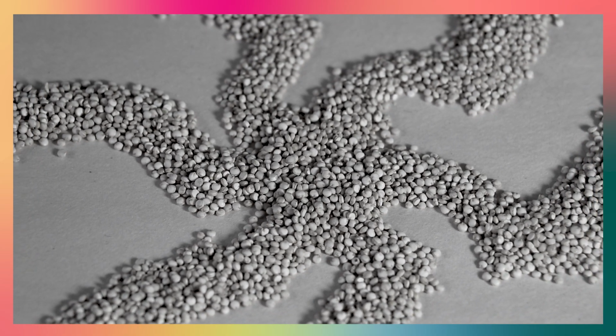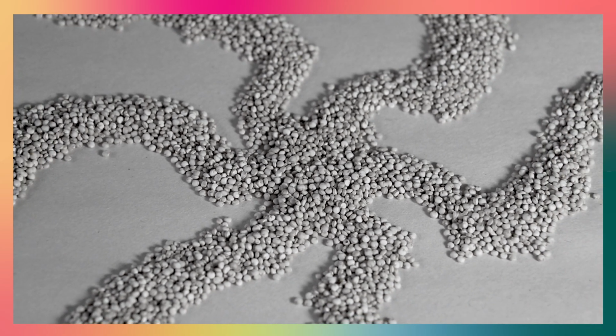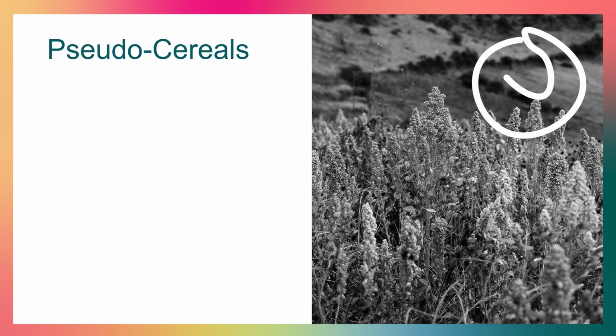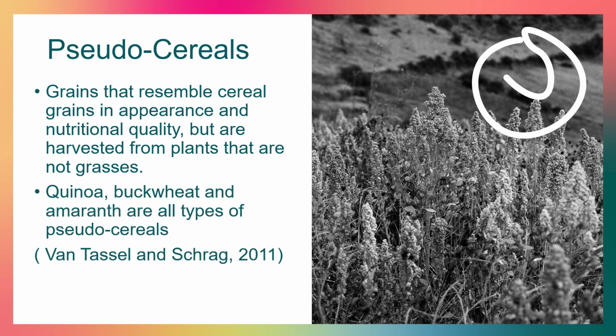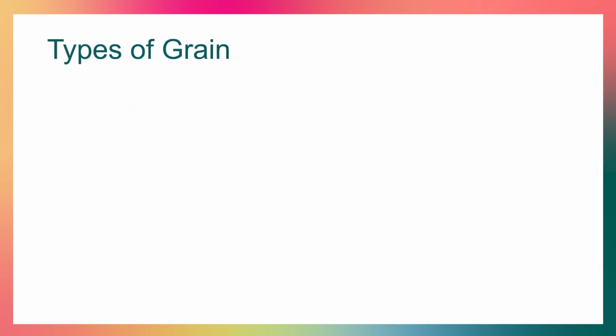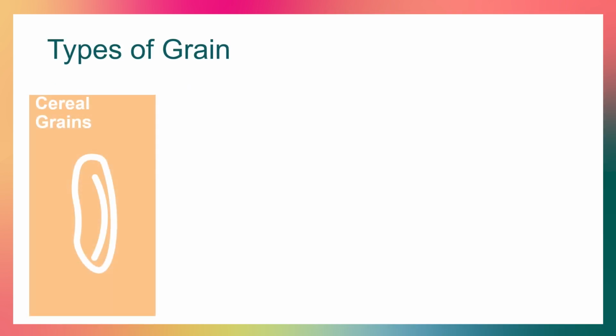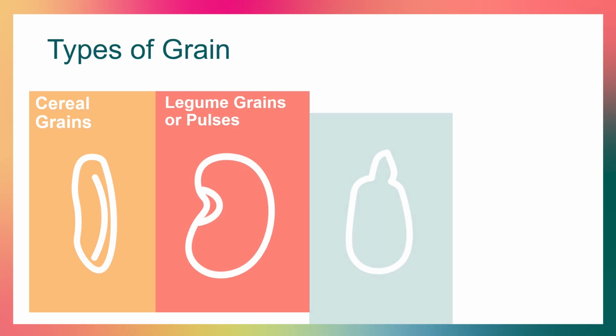You can tell if a grain is a pseudocereal if it looks like a cereal grain in appearance but does not come from the grass family, and if it has similar nutritional qualities to cereal grains, which means having high carb content. Examples of pseudocereals are quinoa, buckwheat, and amaranth. So there you have it, the 4 main types of grains: cereals, legume grains, oilseeds, and pseudocereals.